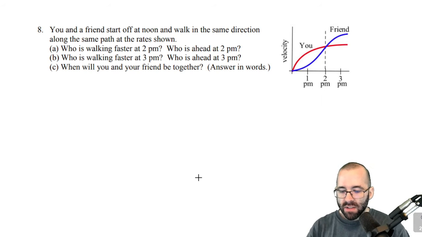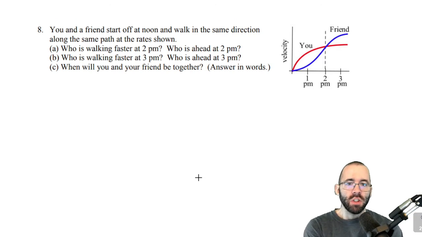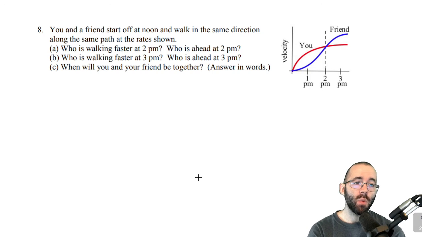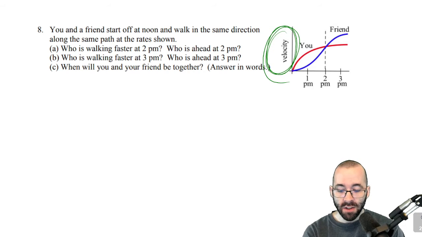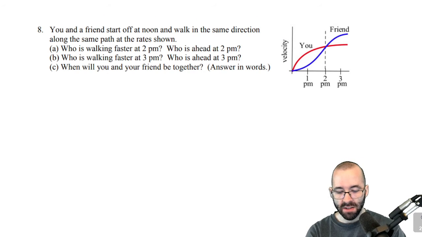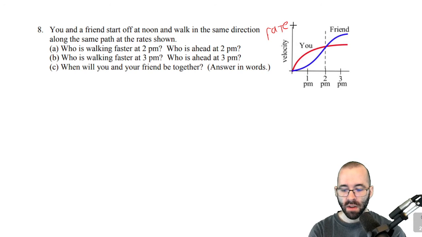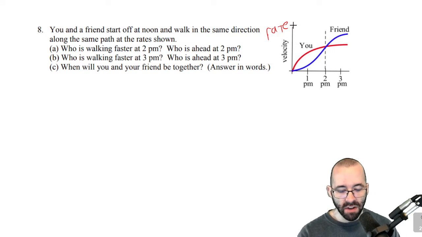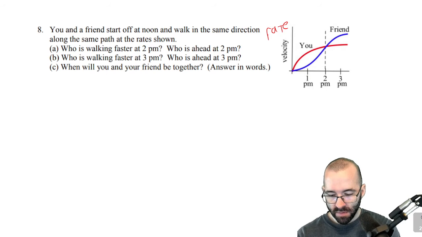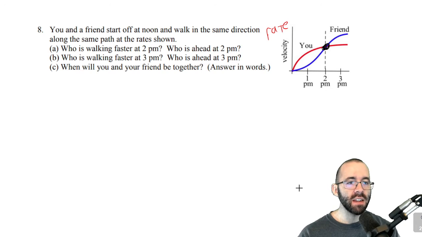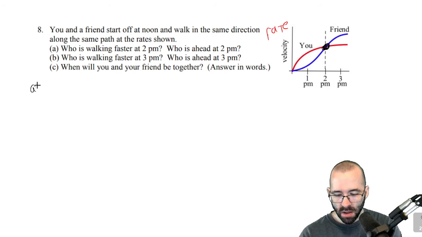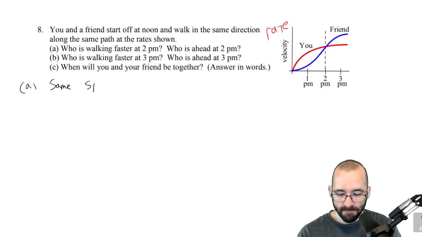All right, next one. You and a friend start off at noon and walk in the same direction along the same path with the rates shown. Again, this is showing your velocity. It is not showing your position. This is a rate. Question A wants to know who's walking faster at 2 p.m. Well, at 2 p.m., that's where we are. Who's walking faster? Oh, we're both walking at the same speed. Okay. Walking at the same speed.